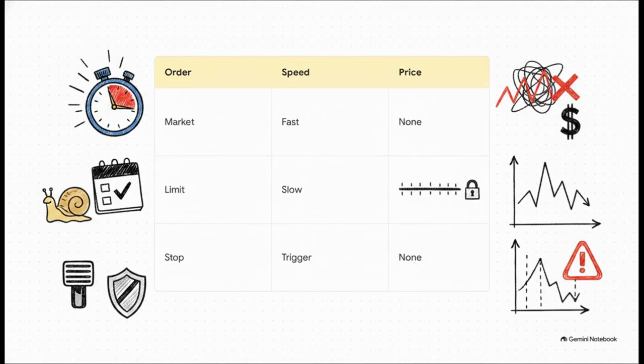Finally, the stop order. Think of this as your safety brake. It stays hidden until the market hits a specific trigger price that you set. Once it hits that trigger, it activates, usually to protect you from further losses or maybe to catch a breakout.